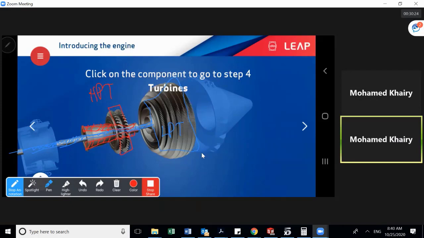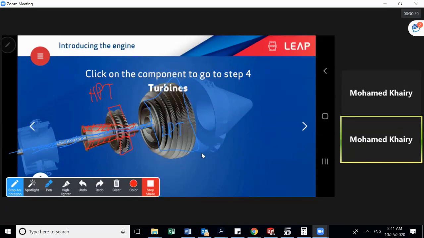So again, we have two spools. That's why we say we have two spools. How can we know we have two spools? If there is one shaft, there is one spool. If there are two shafts, there are two spools. If there are three shafts, there are three spools. Spools means like a group. Okay? So in this turbofan engine, we have two spools, high pressure and low pressure.